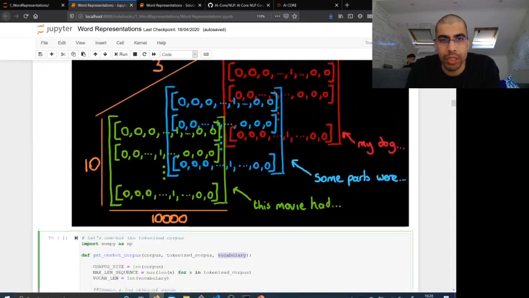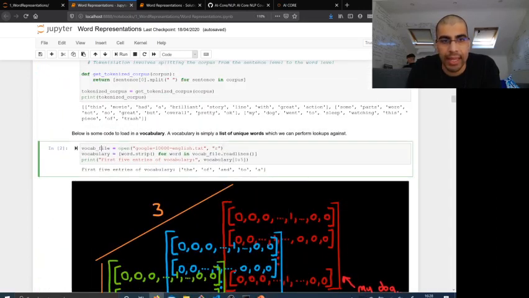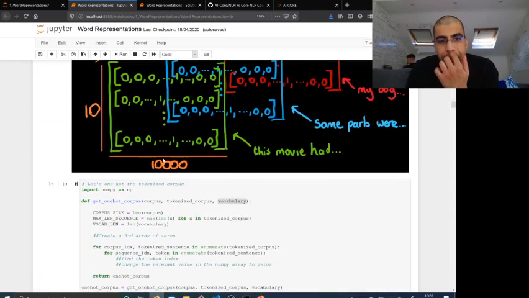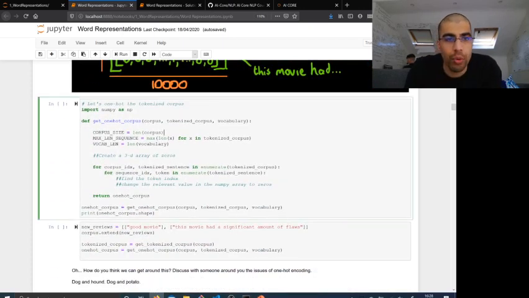And our vocabulary, which is going to be this 10,000 word file that we've loaded in. So first of all, we're going to define our corpus size to be the length of the corpus, and we're going to define the max length of our sequence, which is the sequence which has the most words in it, to be equal to the max length sequence. And I'll talk about why that is in a second. And our vocab length, which is the length of the vocabulary.